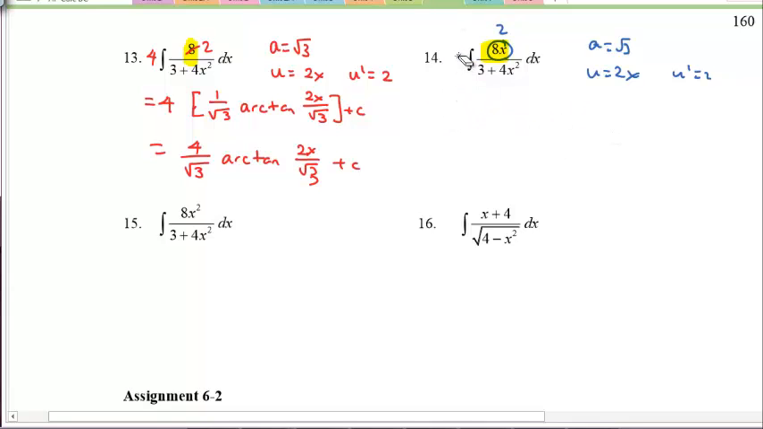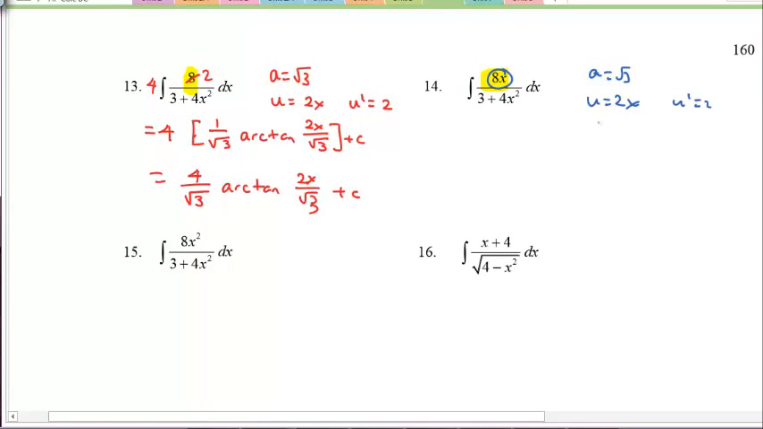So don't get tricked into thinking, oh, I've got this a squared plus u squared business, it has to be arctangent. The answer is no, it doesn't. Think back for this one as to what you can do. What other integrating techniques have you learned way back? How about just letting u equal the denominator?